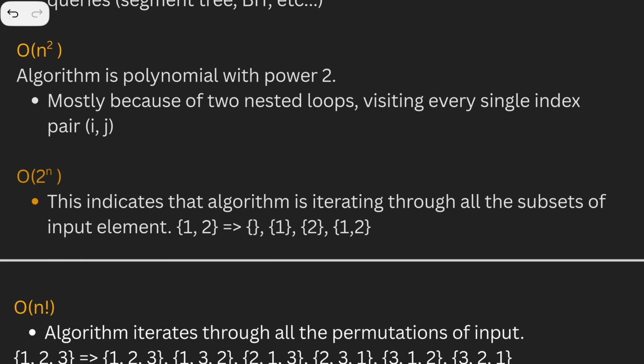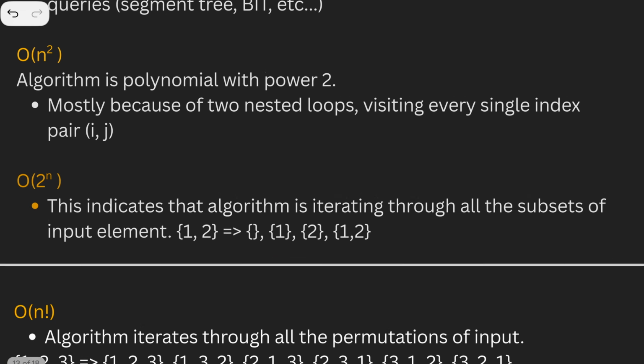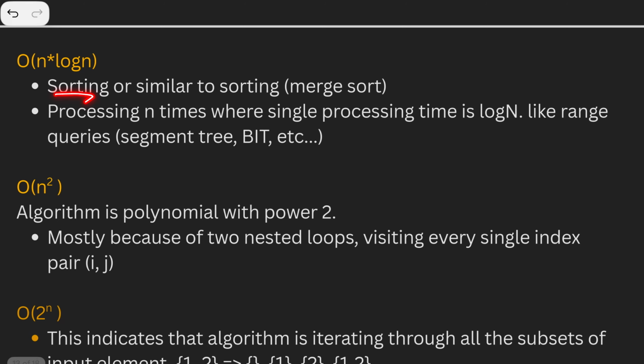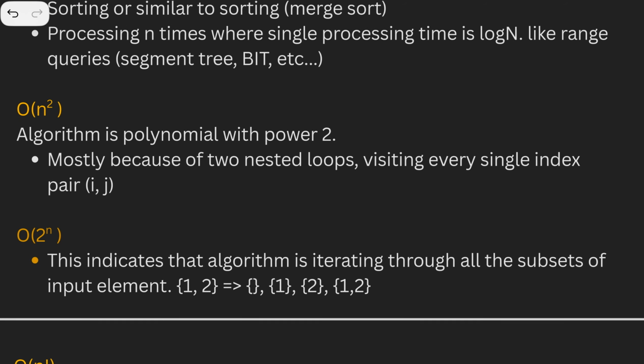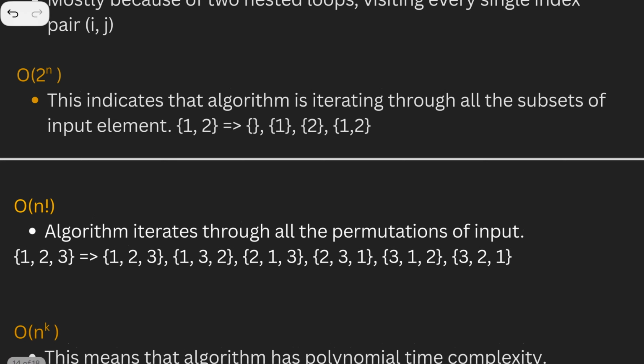This is all that we are seeing now. These are just most likely scenarios. You can have n log n time complexity even without sorting, or with no involvement of segment tree or binary indexed tree, and you can still have n log n time complexity. So we are looking at the various classes of time complexity and we are going through the most likely scenarios.